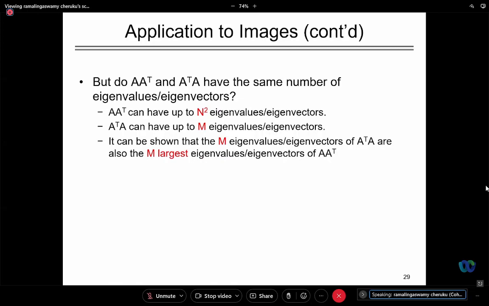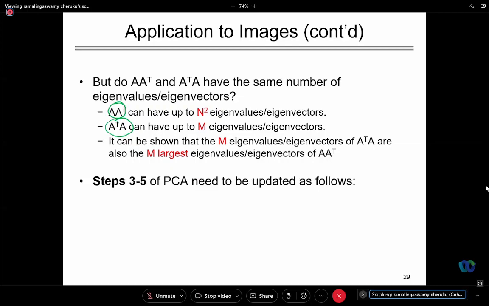It can be shown that the m eigenvalues and eigenvectors of A transpose into A are also the m largest eigenvalues and eigenvectors of A into A transpose. So even though A into A transpose has n square eigenvalues and eigenvectors, when you sort them, the topmost m eigenvectors are the eigenvectors of A transpose into A. Yes, our problem is solved, right? So we are interested in the k topmost eigenvectors, and those are the eigenvectors in A transpose into A.